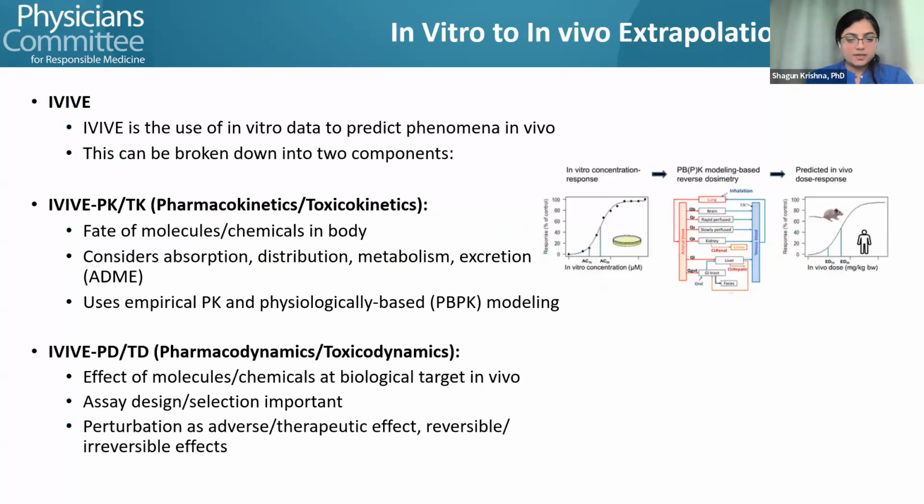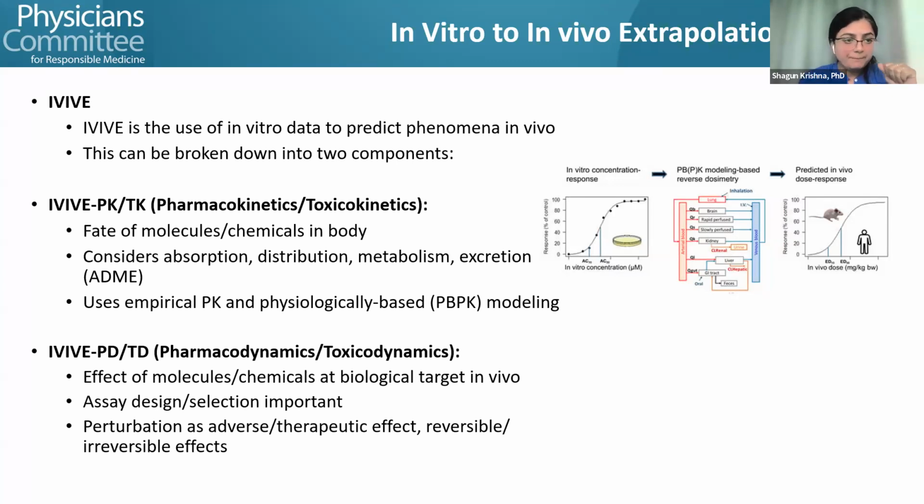So let's talk a little bit about the fundamentals and basics of in vitro to in vivo extrapolation. In vitro to in vivo extrapolation, or IVIVE, is the use of in vitro data to predict any phenomena in vivo or in the human system. And IVIVE can be broken into two components: IVIVE PK or TK, which is pharmacokinetics or toxicokinetics, and IVIVE PD or TD, which is pharmacodynamics or toxicodynamics.